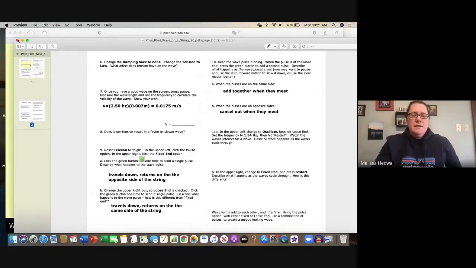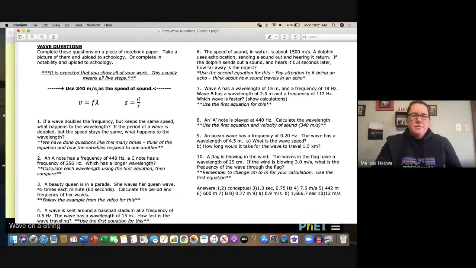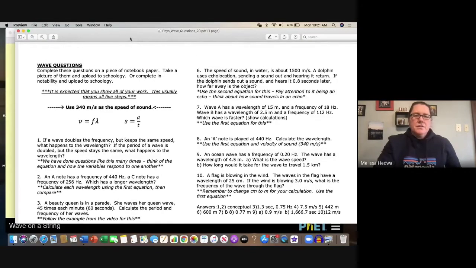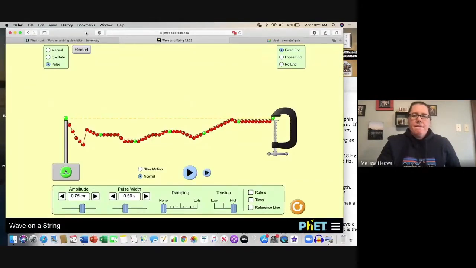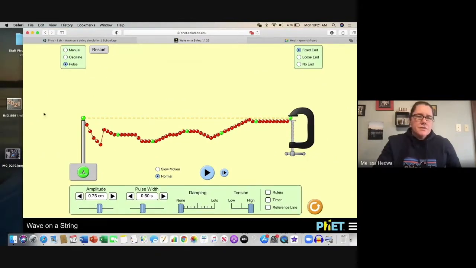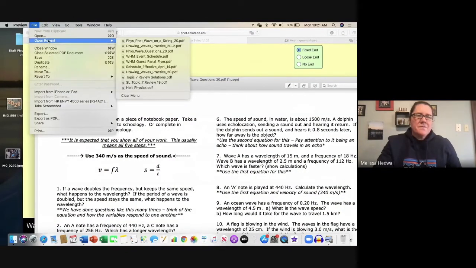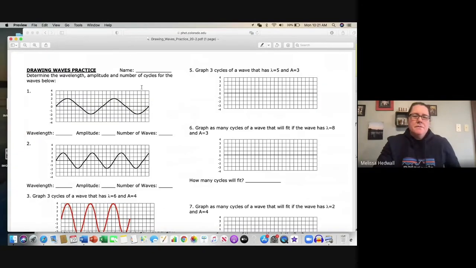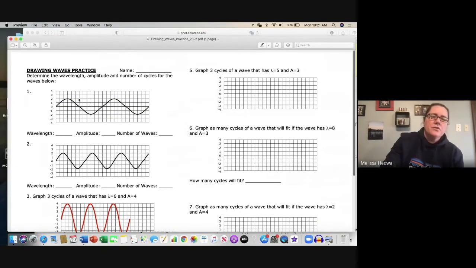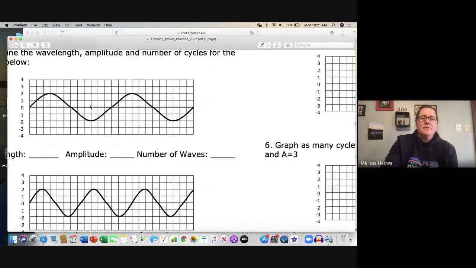So then the next things that we have to look at are some of the practice problems. And I want to actually do the wave drawings first. So let's do this. In the wave drawings, you're going to have several different things you're doing here. So the first part here is, for 1 and 2, you're just counting your wavelength, amplitude, and number of waves.